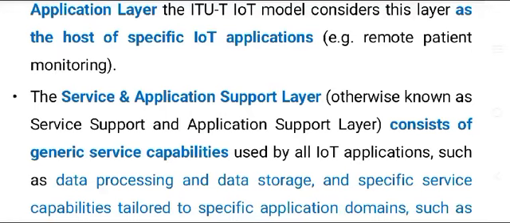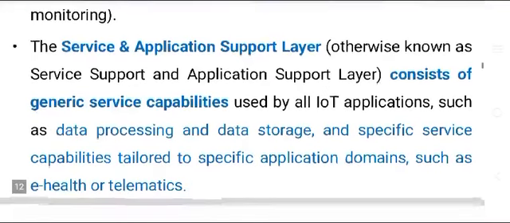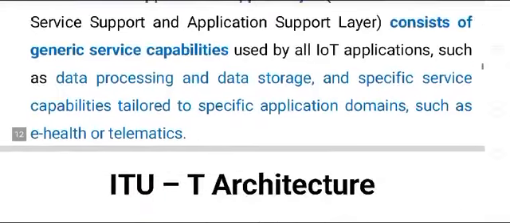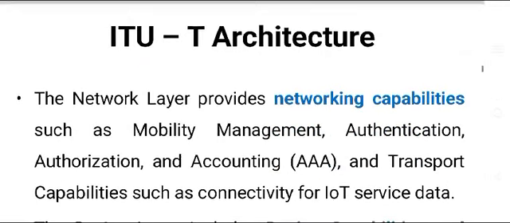So this service and application support layer, which is otherwise called service support and application support layer, consists of generic service capabilities, which are used by all IoT applications like data processing and storage, and some specific service capabilities, which are tailored to specific applications like e-health, telematics, etc.